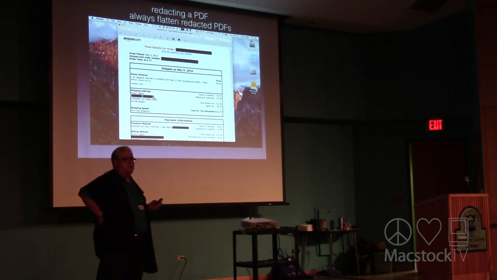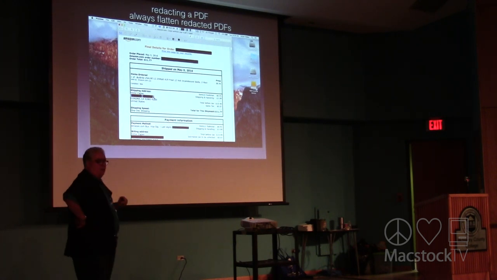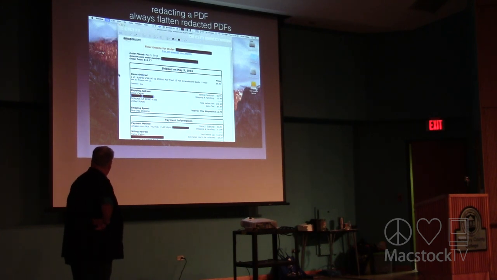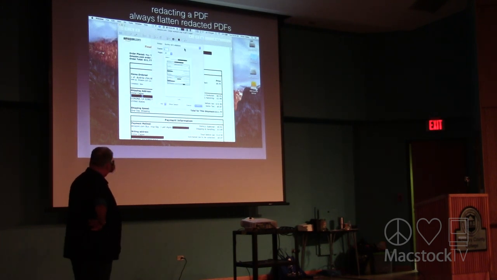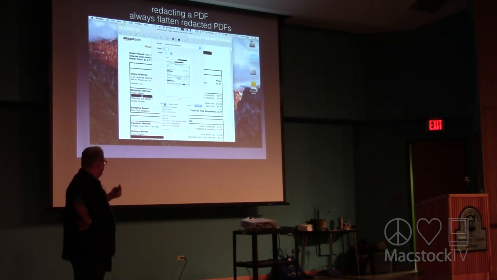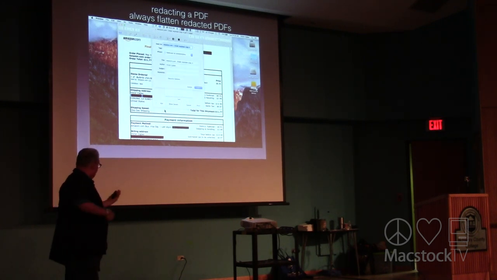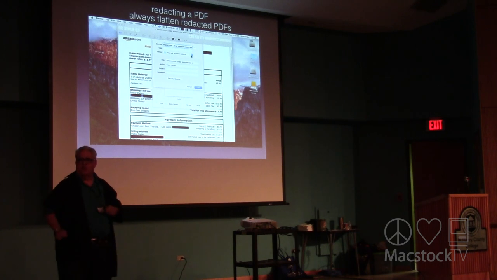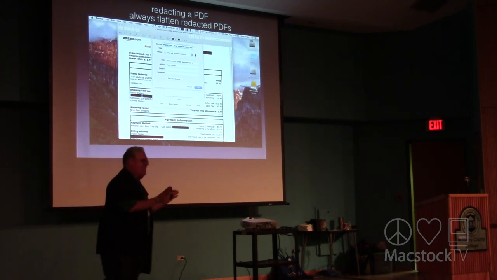Now the important part, folks, is that if I just ship that out the way it is to that guy who I sold it to and he has a Mac, he can just take those boxes away and get my credit card number. So I'm going to go to File, Print, and then go down to the PDF and save as PDF. Once I save it as PDF, it's going to flatten that file. In this case, I'm going to put it on my desktop. And by flattening it, the boxes will not be able to be removed. You will have taken care of that problem.